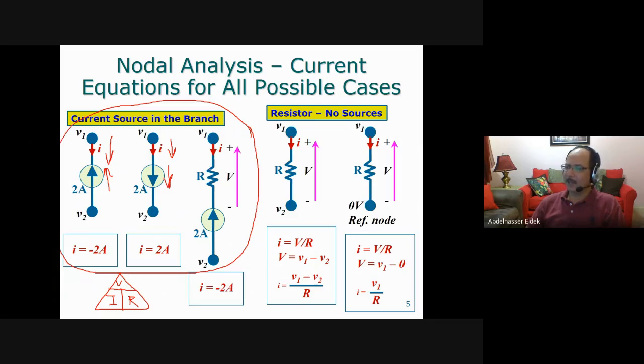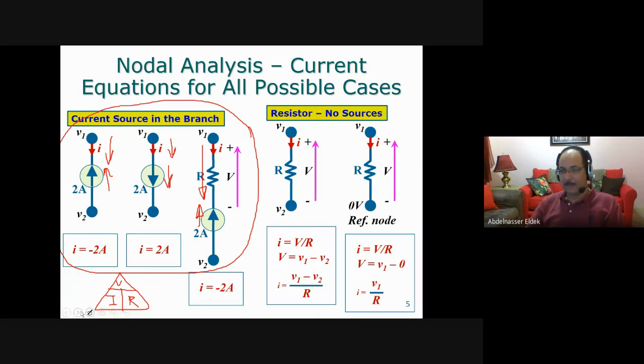Let's look at this one here. You have a resistor, but I don't care about the resistor here. Why? Because you have a current source. If I have a current source that's 2 amperes, the current in this branch is 2 amperes. It doesn't matter what the value of this resistor is. I is moving in this direction, and the current source is in the other direction. So in this case, I equals -2 amperes.